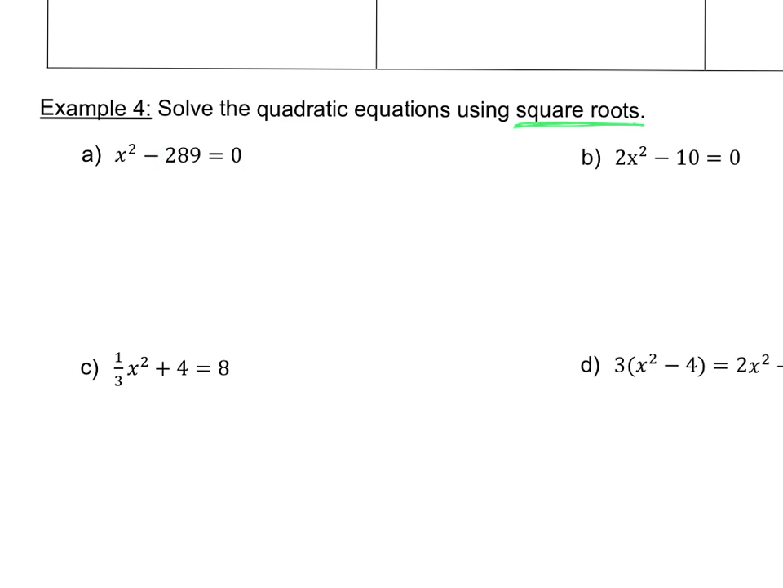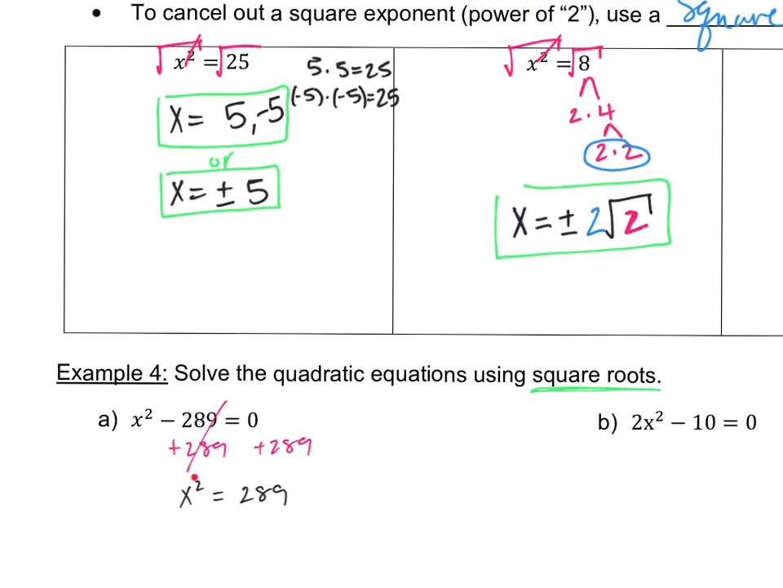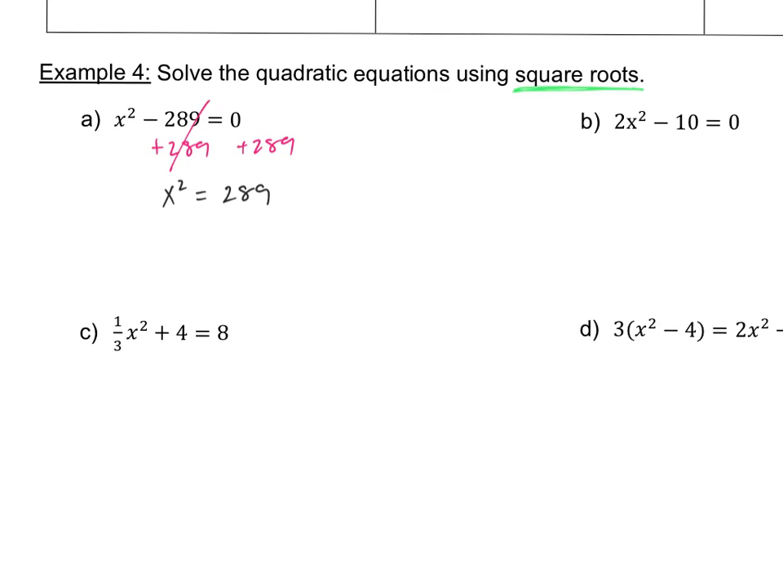So what I need to do first is try to move the 289 to the other side. And I can do this by adding 289. So that cancels, and x squared comes down, and this is 289. Now, notice this problem is very similar to the warm-up. So I have the x squared on its own and a number on the other side. So I can try to get rid of the square by taking a square root. So you only want to take a square root when you have the x squared by itself. So the x squared cancels, x comes down.